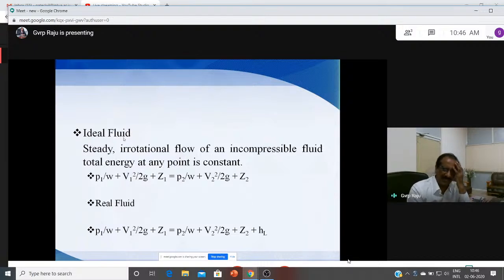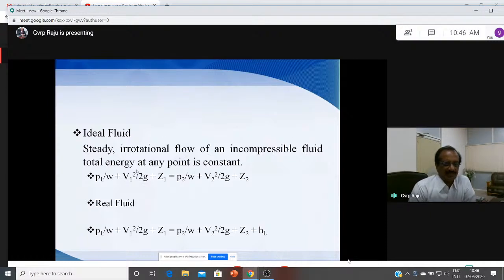For an ideal fluid, as you know, the fluid has no viscosity, no surface tension, and is incompressible. So for steady irrotational flow of an incompressible fluid, the total energy at any point is constant. That is the fundamental definition of Bernoulli's equation for steady flow. These are the assumptions while deriving it. So P1 by W plus V1 square by 2G plus Z1 is equal to P2 by W plus V2 square by 2G plus Z2.